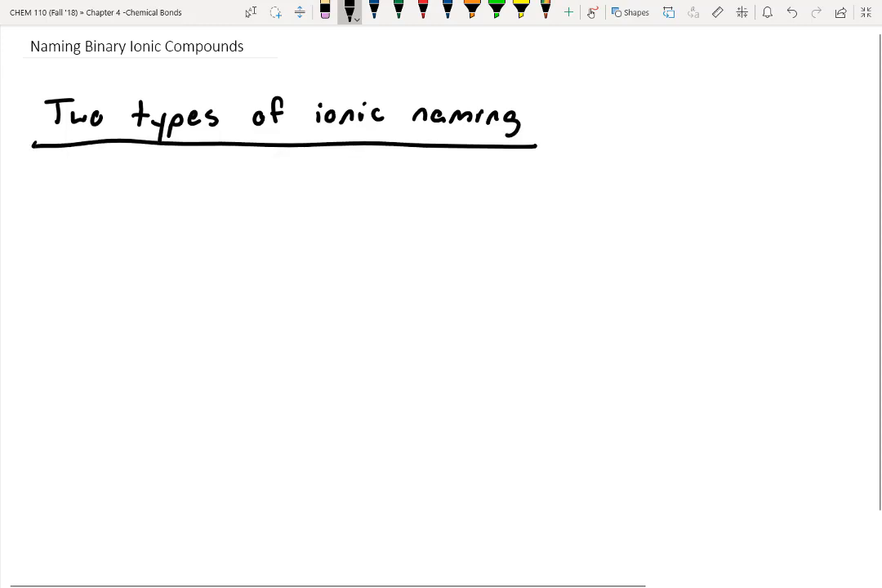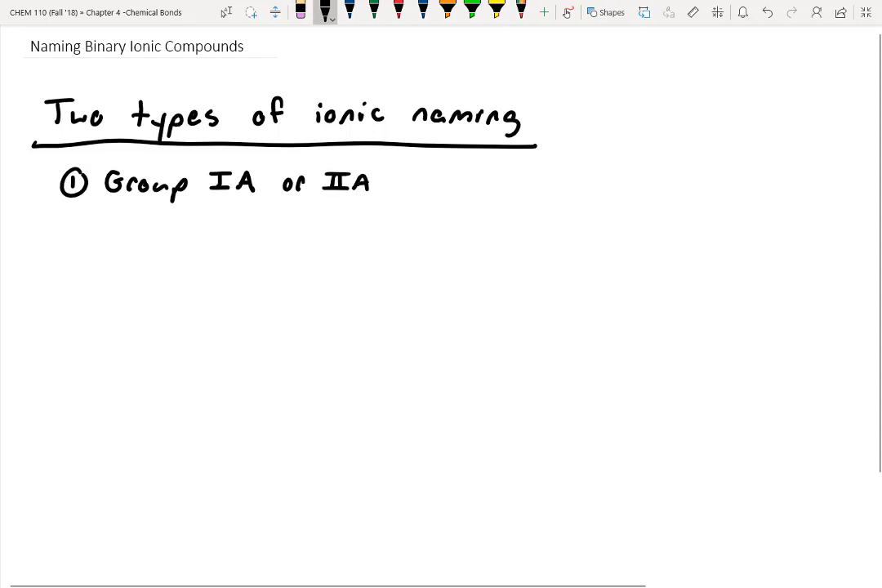The first type is whenever you have a group 1A or 2A cation. Those ones are really easy to name. And then the harder one is when you have a transition metal cation. Why do you think it's harder with the transition metal cation than a group 1A or 2A cation?